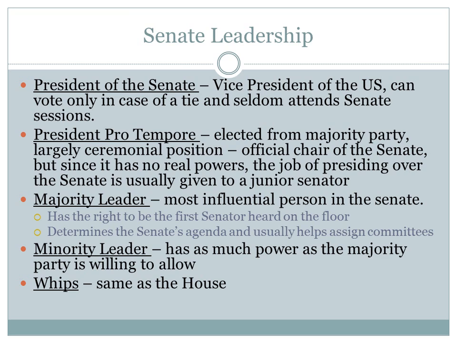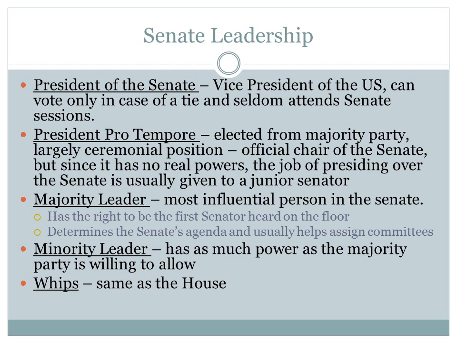The Senate leadership has a slightly different structure here, and we talked about this a little bit at the beginning of the year. The President of the Senate is officially the Vice President. They can vote only in the case of a tie and seldom attend Senate sessions. So the Vice President is not involved too much day to day, but they do have the tie-breaking vote if there is a tie.